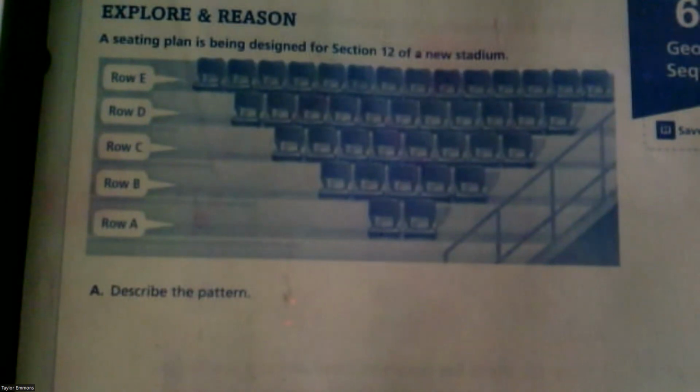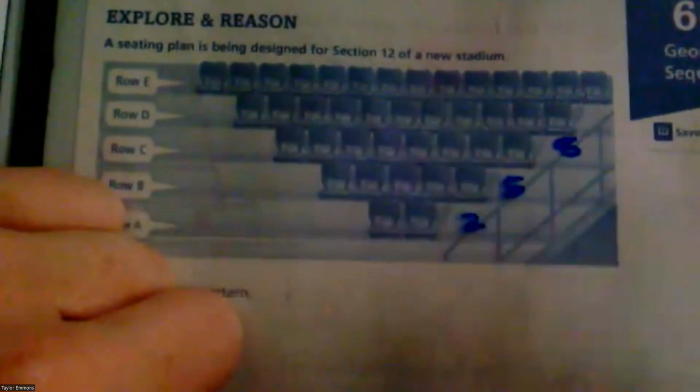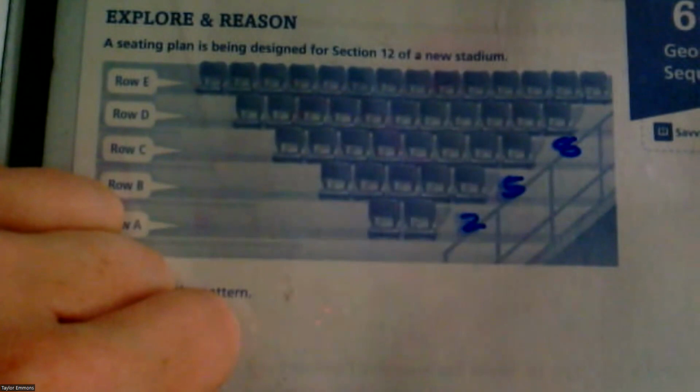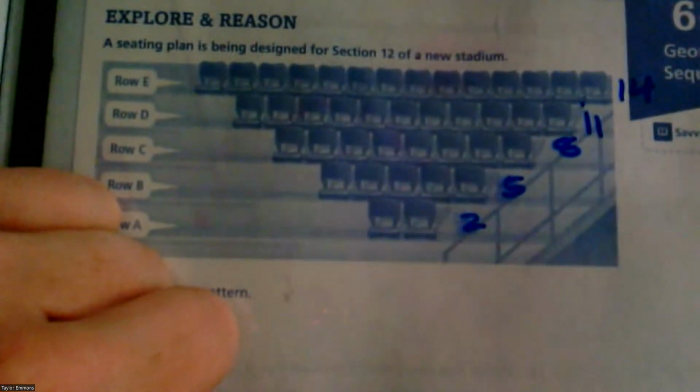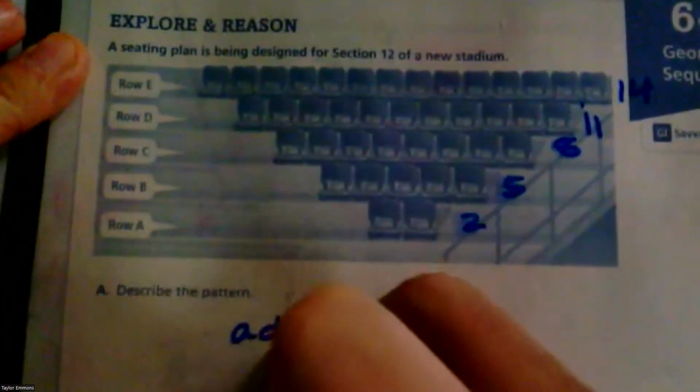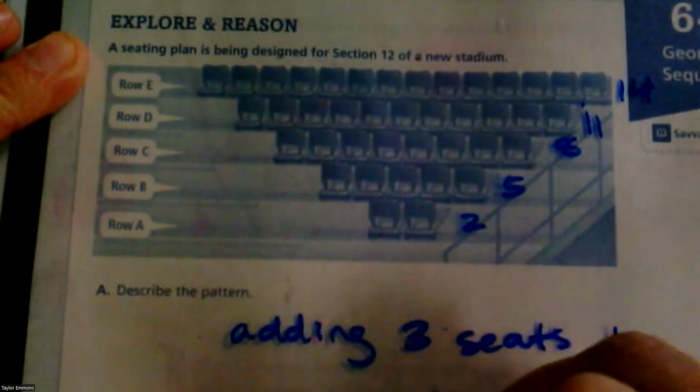How many seats are in the first one? How many seats are in the second one? Okay, so we went from 2 to 5. How many seats are in the third one? 8. How many seats are in the next one? 11. How many seats are in the next one? Okay, so we are adding 3 each time. Does everybody see where I'm getting that from? Okay, so we're adding 3 seats to each row.